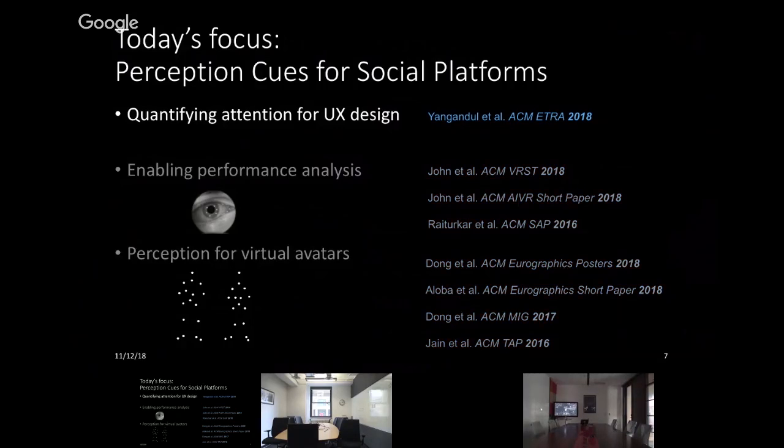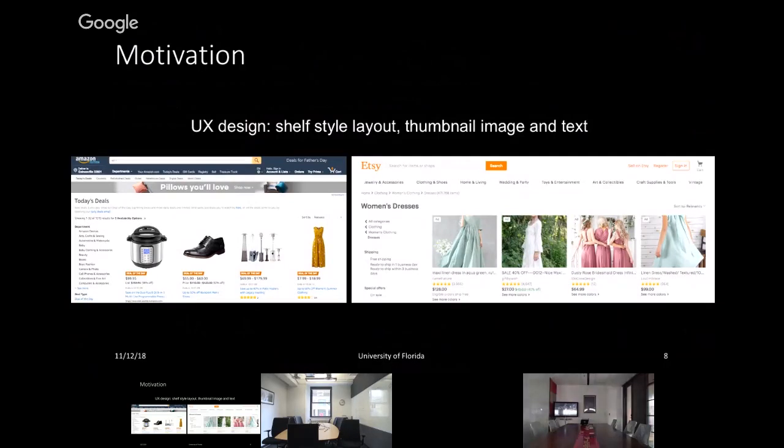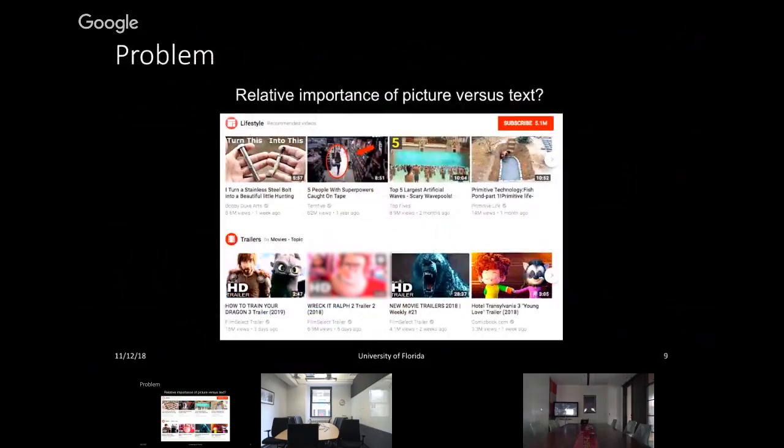So quantifying attention for UX design. Now, to this crowd, I don't have to talk about online e-commerce and how many millions and billions it is worth. UX design for e-commerce has mostly converged to a shelf-style layout. Right? You have a thumbnail image and you have a text. Right? The big open question, given this kind of UX design, is what is the relative importance of the picture versus the text? Right? This is important because this really tells you how to lay out the picture, how to lay out the text, what should the look and feel be.